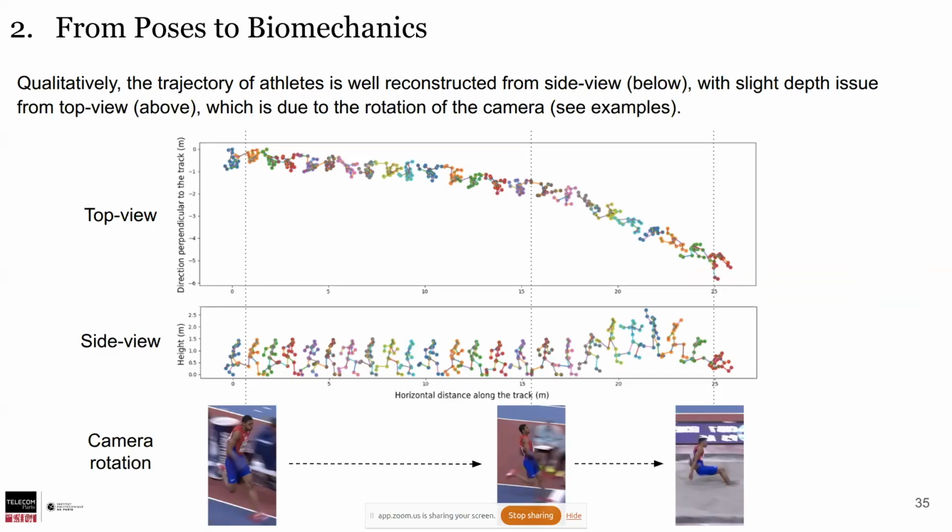The middle row is the side view. We see that the side view of the long jump trajectory is estimated quite well, but from the top view, which is upside, we see that there is a slight curve. This is because when we use the competition videos, the camera rotates to follow the athlete, and then we see the perspective of the camera to the athlete is changing.